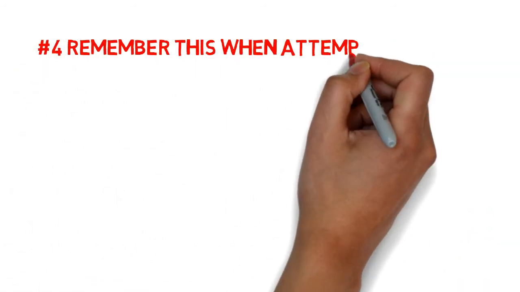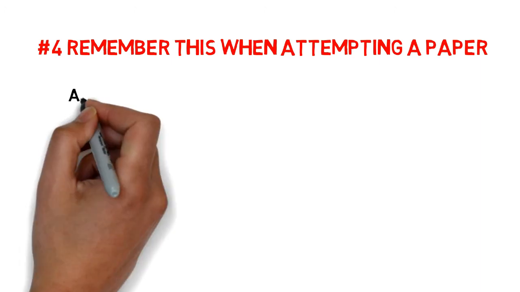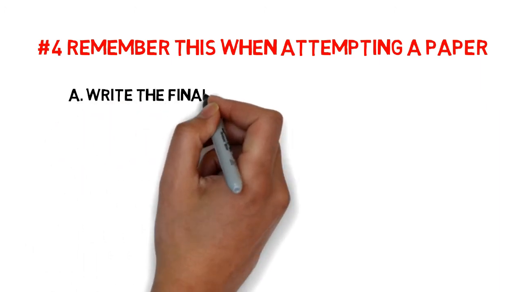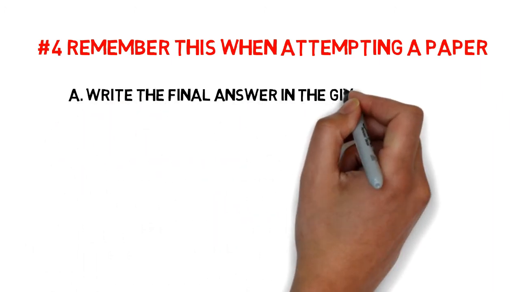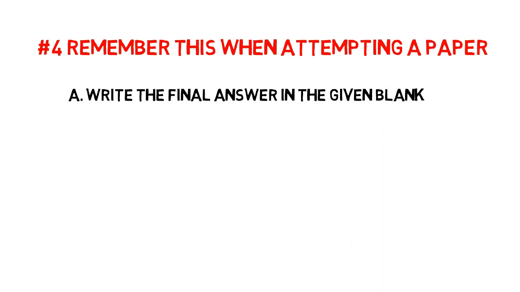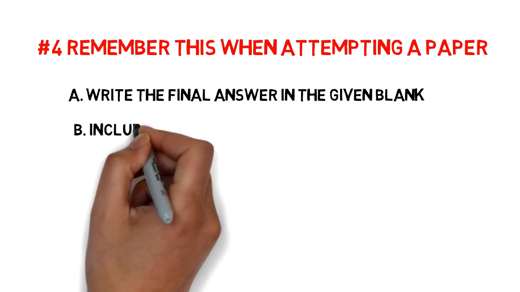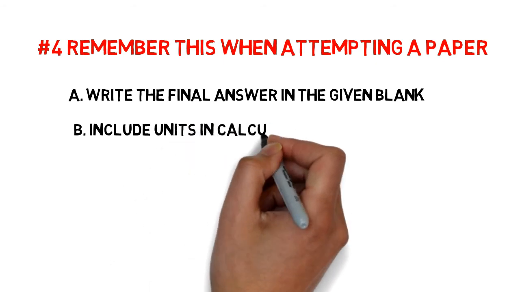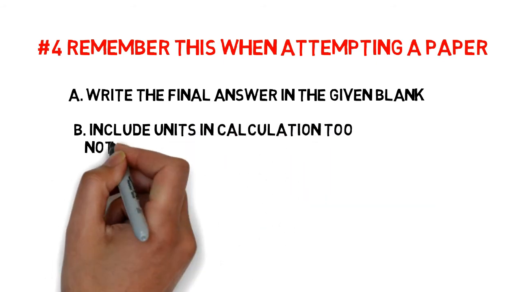Now, the next point is about how to attempt a paper. Point 4. Firstly, write the final answer in the given blank. Because there are marks for the answer written in that blank itself. Even if you have the accurate step-by-step solution, the examiner might still not spare you because you haven't written the answer in the given blank where you should have written it. Next, include units even in calculation and not just the final answer.